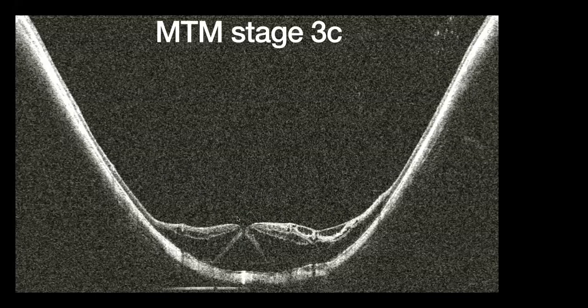Here, there is a combination of schisis and detachment if you look in the macula. And then if you look in the fovea, there is a full thickness macular hole. So this is stage 3C.